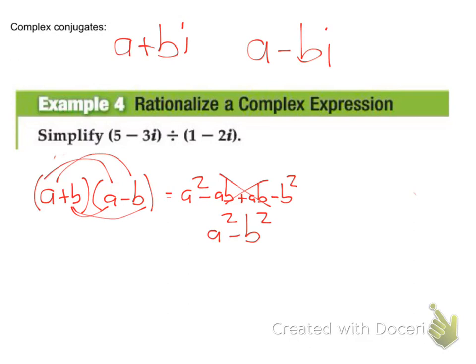Difference of squares. It's the difference of squares. The sum and difference when multiplied cancel out the middles, and it squares the ends. Therefore, any square roots or any i's will disappear. That's why we use the conjugate. Okay.